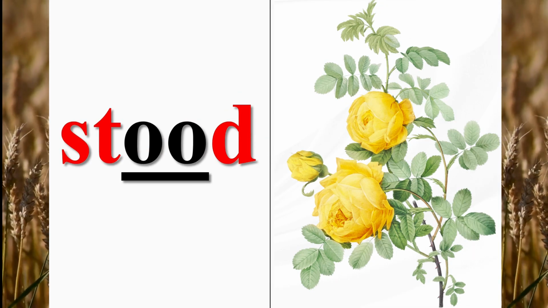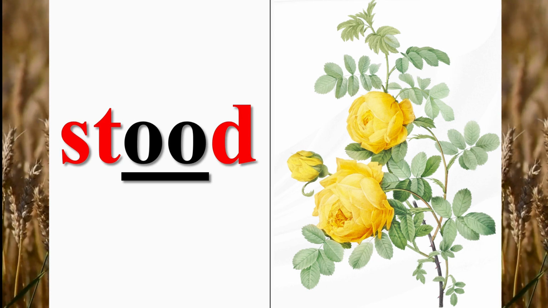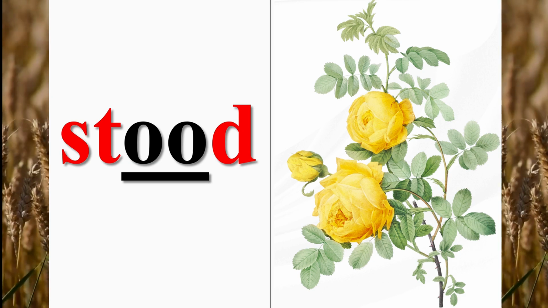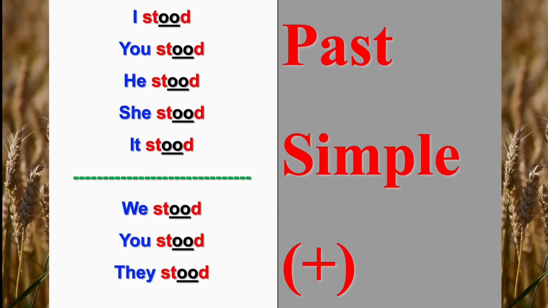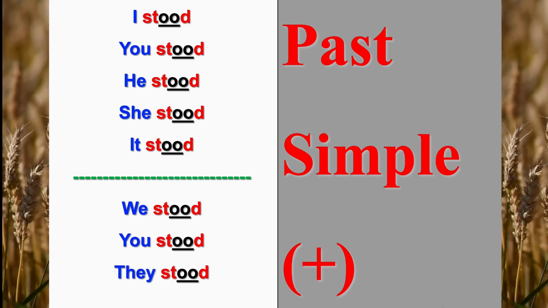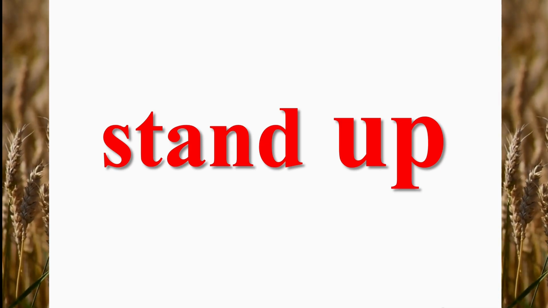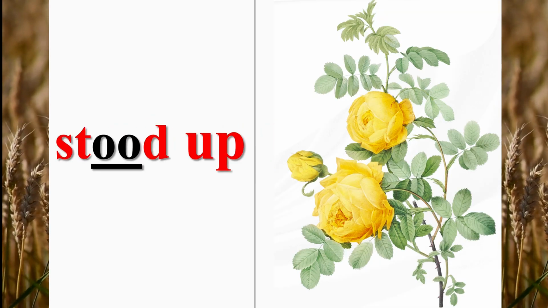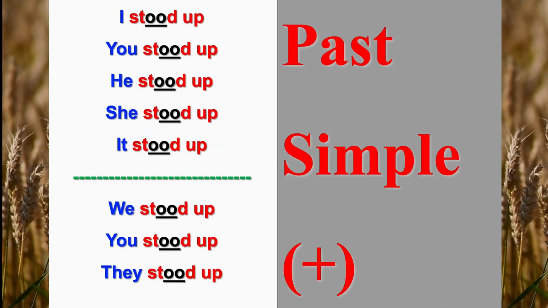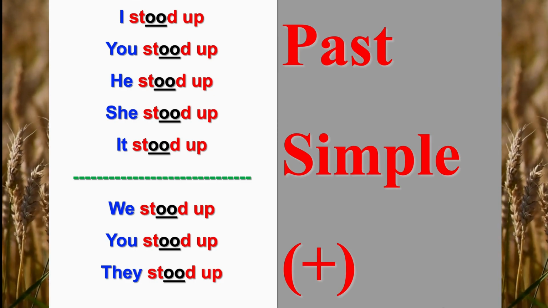Stand. We are going to change a to double o. But we pronounce it stood. Stood. I stood. You stood. He stood. She stood. It stood. We stood. You stood. They stood. Stand up, the same like stand, stood. So the past, stood up. I stood up. You stood up. He stood up. She stood up. It stood up. We stood up. You stood up. They stood up.